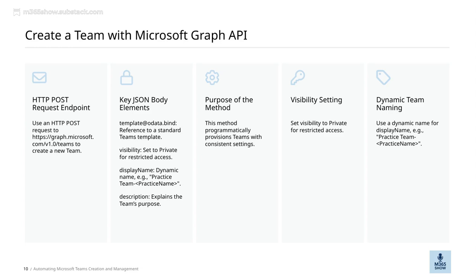Key elements of the JSON body include these parameters, which are used in an HTTP POST request to the Microsoft Graph API endpoint at https://graph.microsoft.com/v1.0/teams. This is the core action that creates a new team automatically. By automating this process, we can efficiently create and manage teams at scale, which aligns with our overall goal of streamlining collaboration and ensuring consistency across the organization.